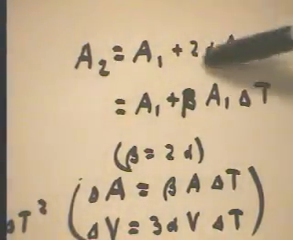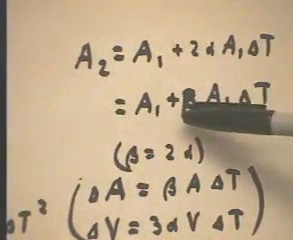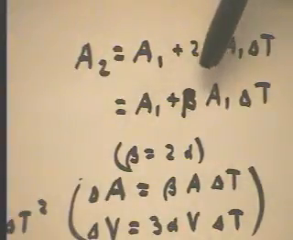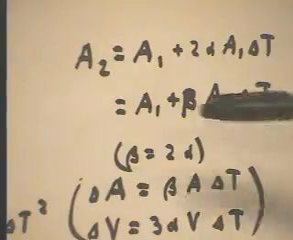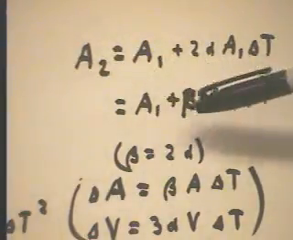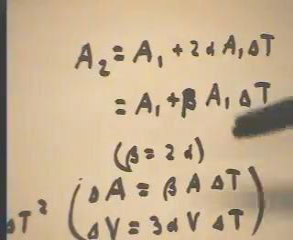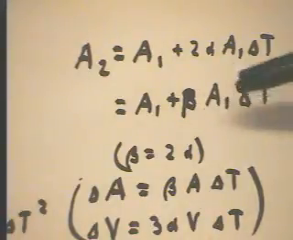Now, this coefficient 2 alpha, we're going to call it beta, the coefficient of area expansion. And we can say that A2 is the original area plus beta delta T times A1, where beta delta T is the proportion of area increase.